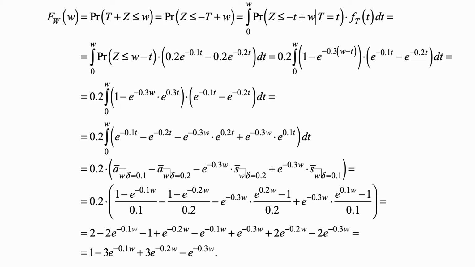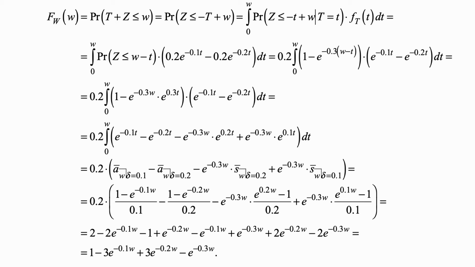Okay, well, those integrals now can be calculated, and they are either a bar or s bar. Specifically, they become 0.2 times a bar angle w at delta equal to 10% minus a bar angle w at delta equal to 20% minus e to the minus 0.3 w times s bar angle w at delta equal to 20%, plus e to the minus 0.3 w times s bar angle w at delta equal to 0.1 or 10%.